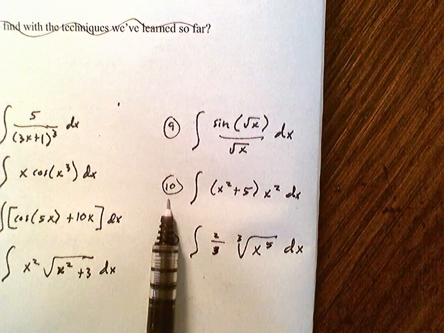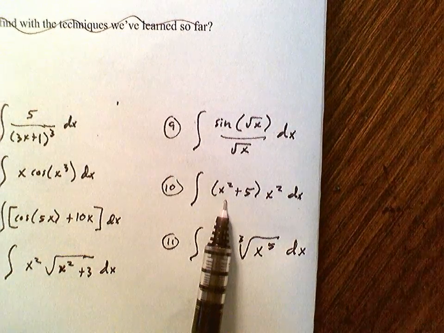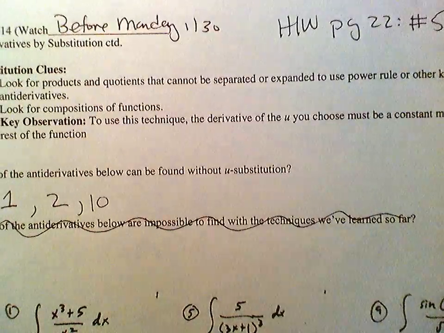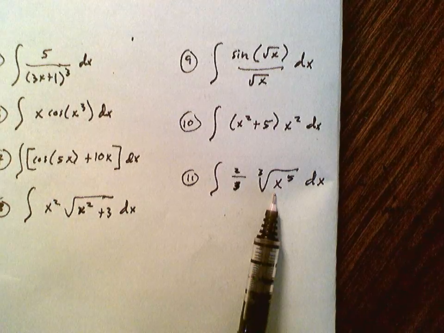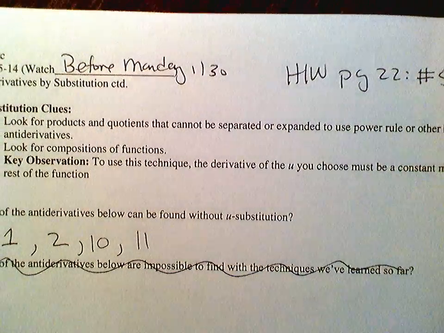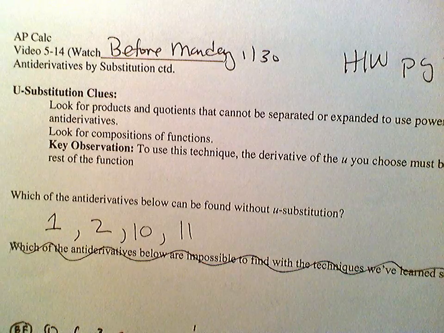Number 10, this one would be good because you could just distribute that x squared inside and then use power rule. And this last one here, you could convert this to x to the 5/3, and then you could use power rule. So 1, 2, 10, and 11. These are the ones that can be found without U substitution.